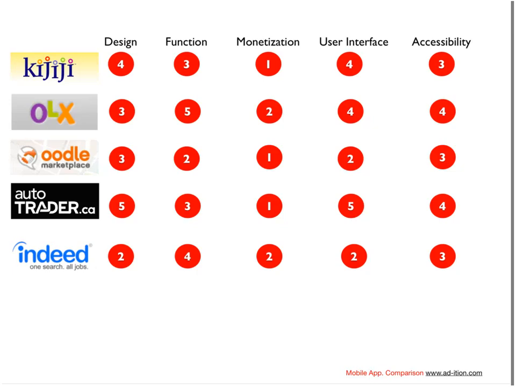Monetization, no one really did a good job with monetization. User interface, I scored AutoTrader the highest. OLX and Kijiji were tied right behind AutoTrader. And accessibility, OLX and AutoTrader. AutoTrader got a high mark, even though it was hard to find it on their website.